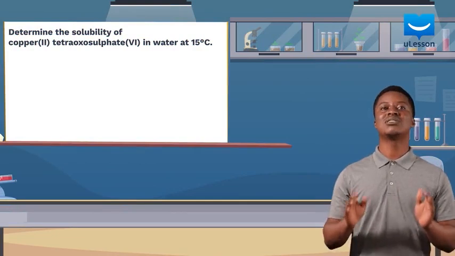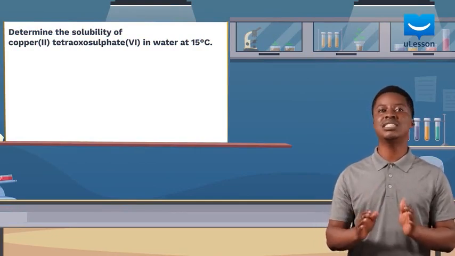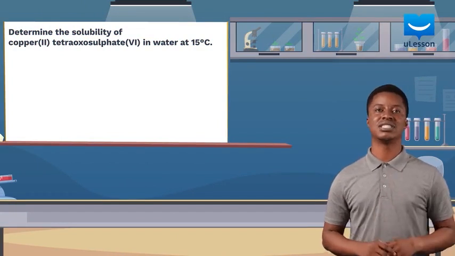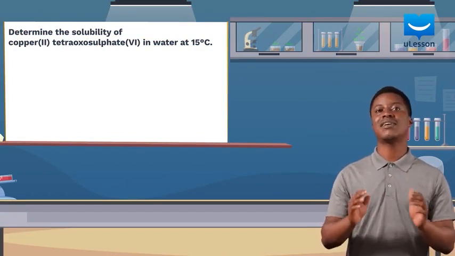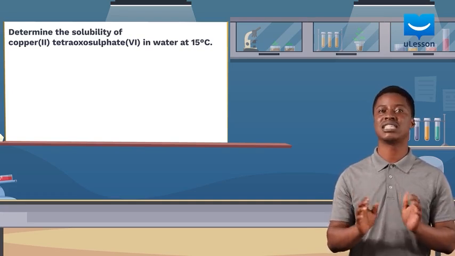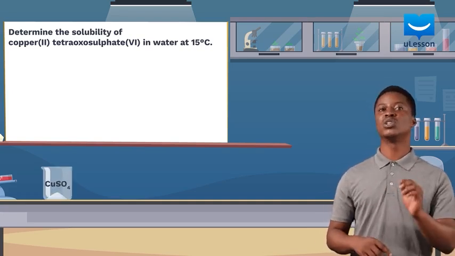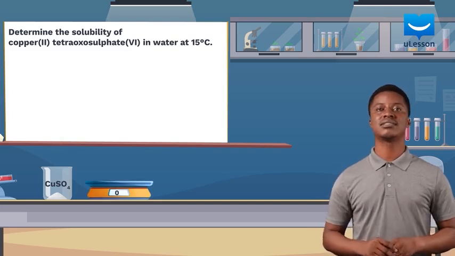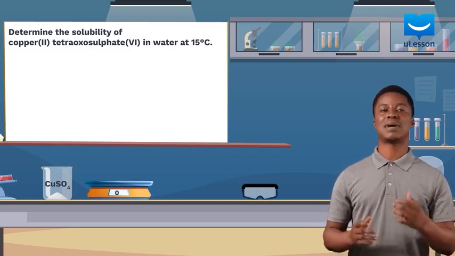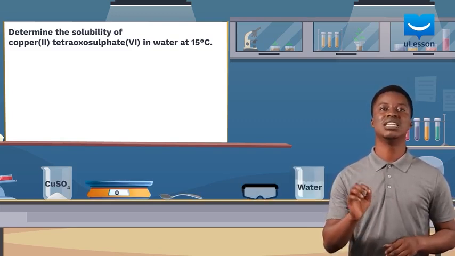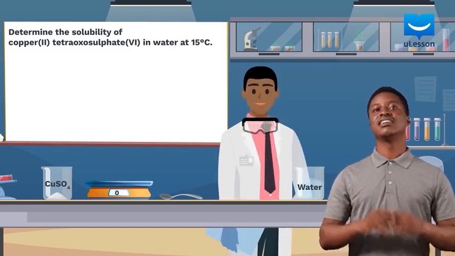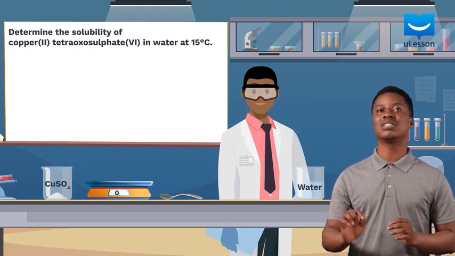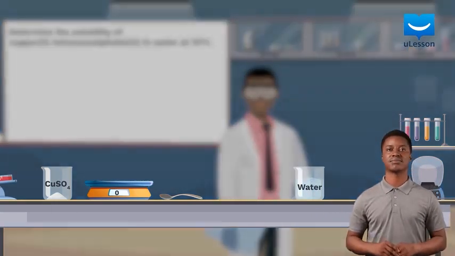Now, we will carry out an experiment to determine the solubility of copper 2 tetraoxosulfate 6 in water at 15 degrees Celsius. The apparatus and reagents needed to carry out this experiment include 100 grams of copper 2 tetraoxosulfate 6, a beam balance, safety goggles, spatula, and 100 milliliters of water. The scientist starts by taking precautionary measures. He wears his safety goggles and proceeds to begin the experiment.